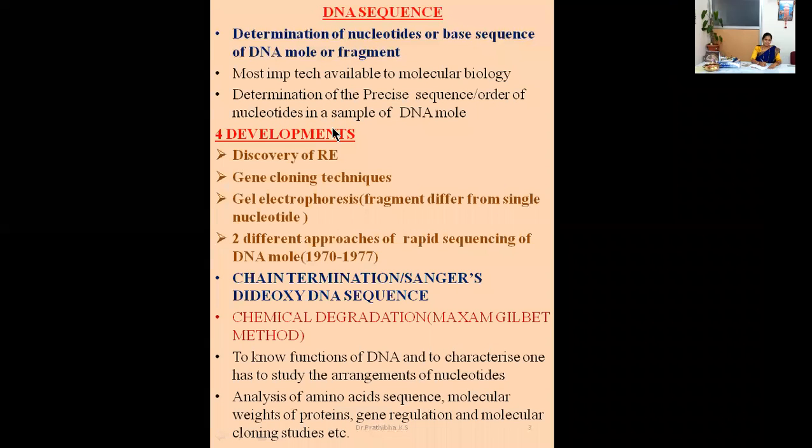Why do we need to understand this? To know the functions of DNA, and to characterize it, one has to study the arrangement of the nucleotides. Once we understand the arrangement of the nucleotides, what happens next? We will be able to think about the genetic codons, then the amino acids, and we can also think about what kind of proteins we are going to get. So this will give you the answers.